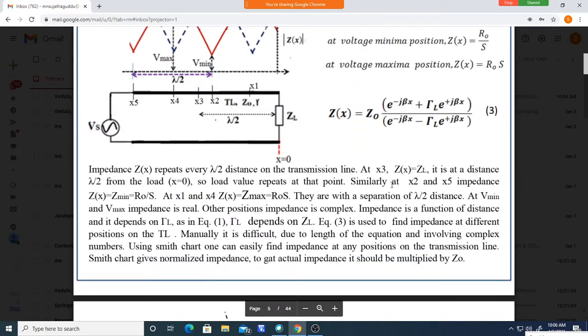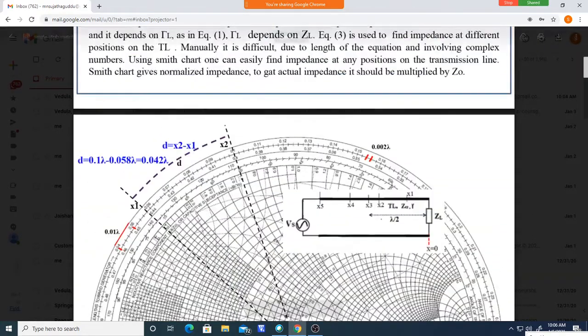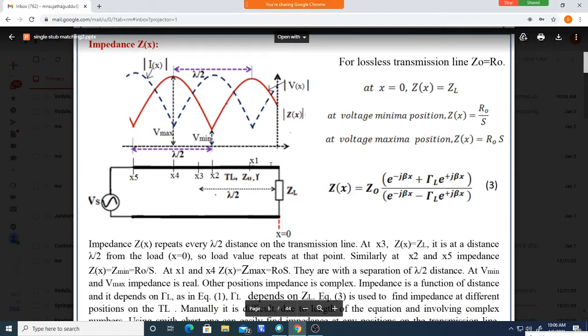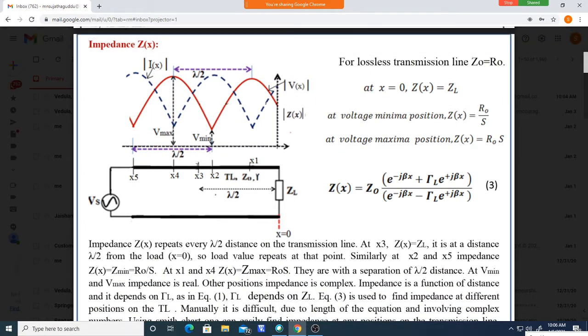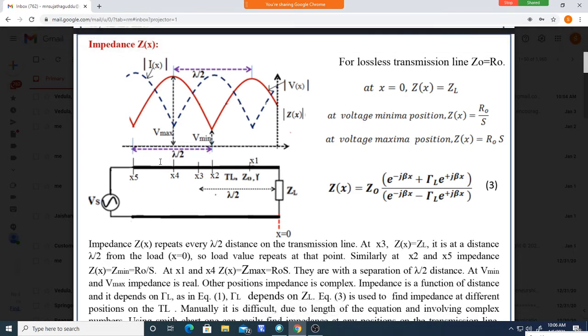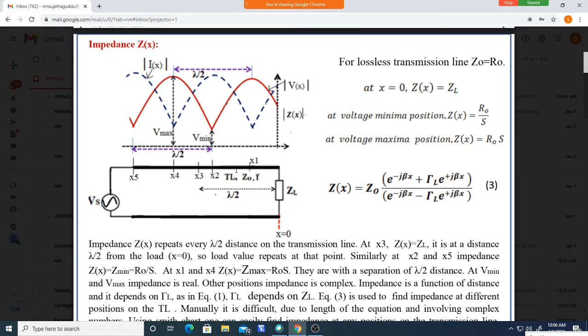And also you can find impedance at any point. One application of the Smith chart is that, as we know, impedance changes as you move over a transmission line like this. This is a transmission line. As we move over a transmission line towards the generator, impedance changes. Impedance doesn't remain the same at every point over a transmission line.